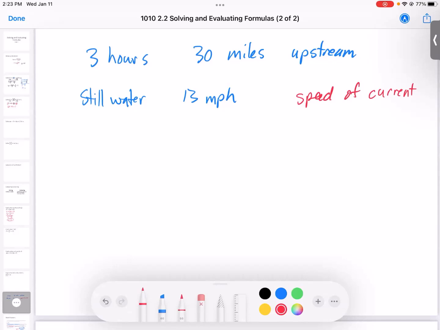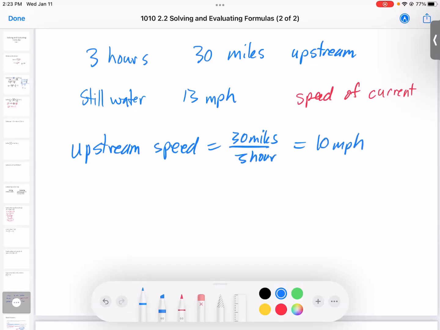And so I could write that and I could say, well, my upstream speed is going to equal 30 miles divided by 3 hours, which is 10 miles per hour. And then they told me already, but I'll write it here as well, that my still water speed is 13 miles per hour. And then they're asking, what is the speed of the current?